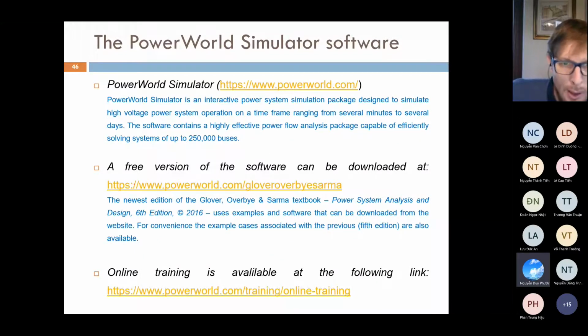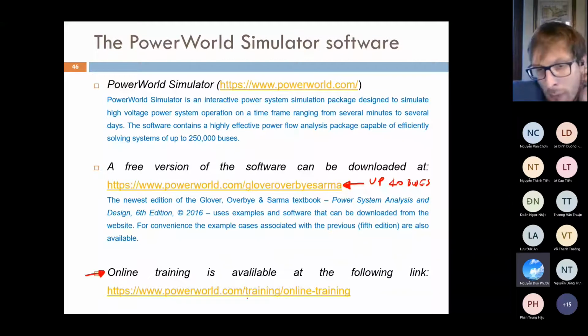If you go to this link here, you can download the software for free. I think you have a limitation of just up to 40 buses. So you can download the software and play a little bit with power systems. At this link, you also have some courses which you can follow to understand how it works.